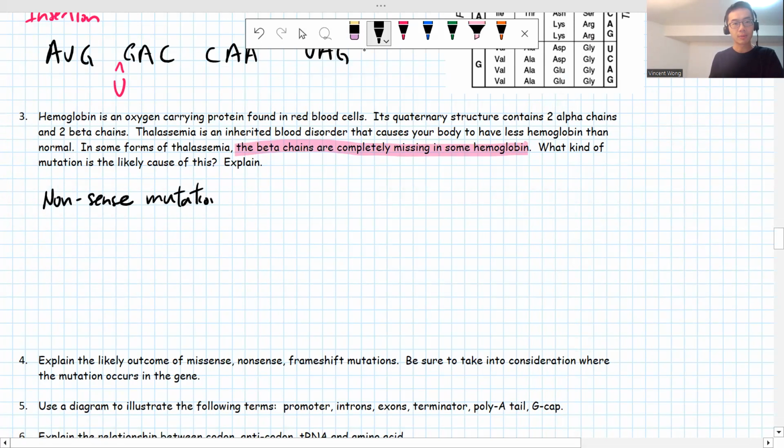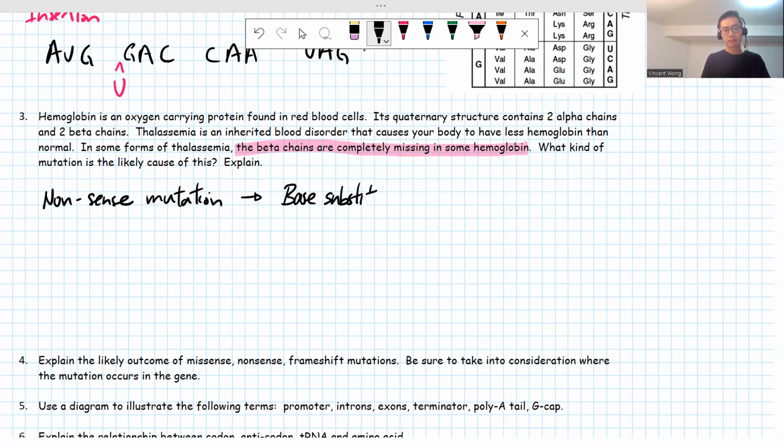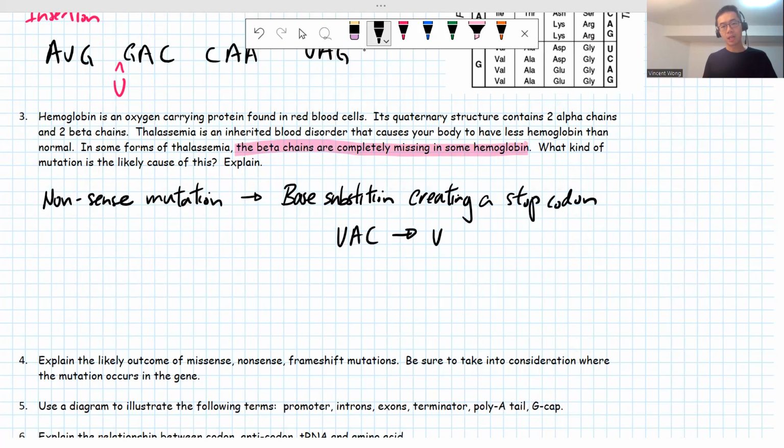And what is a nonsense mutation? Now I'm just going to tell you things that you should know about nonsense mutation. It can happen in 2 ways. You can have base substitution creating a stop codon. So very simple. If you have UAC and then it becomes UAA, that is a nonsense mutation. And you're doing this by changing a single nucleotide in this case.